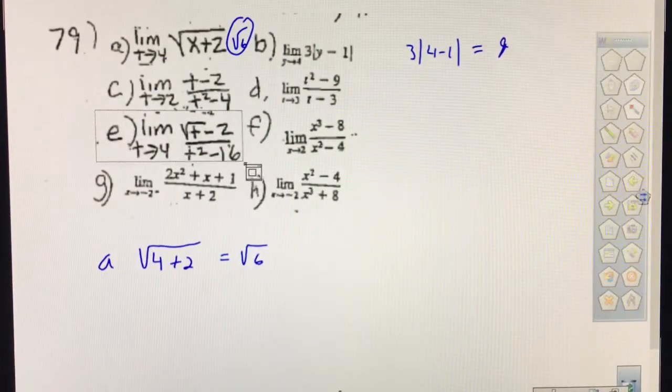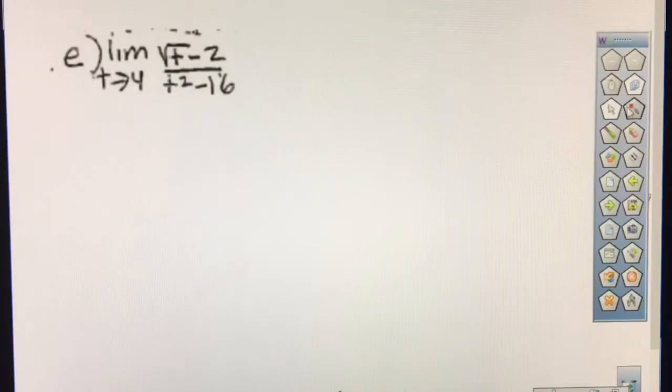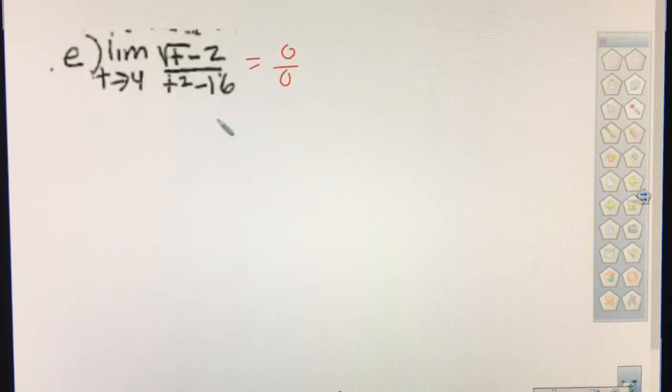getting a little bit more involved. Let's see what happens when I plug 4 in. When I plug 4 in, I get square root of 4 is 2. 2 minus 2 is 0. When I plug 4 in, I get 0. So this one's really challenging because I have that radical. I can factor the bottom, but that's not going to cancel anything out.